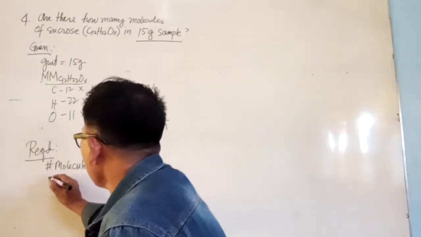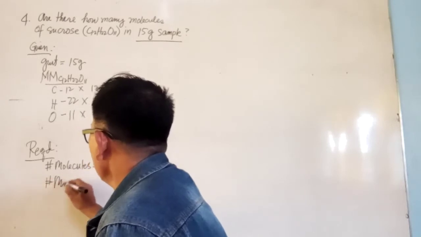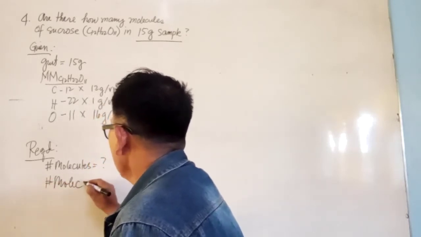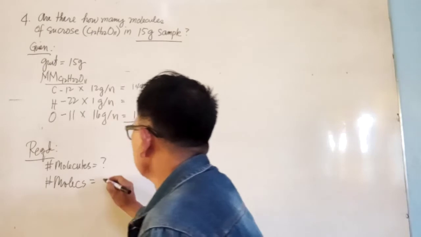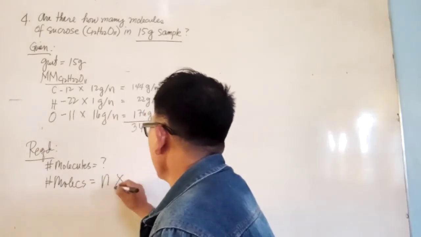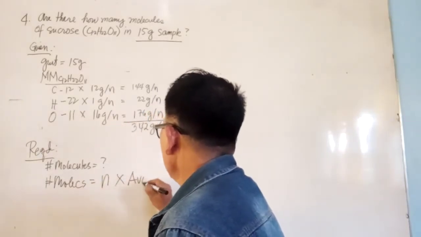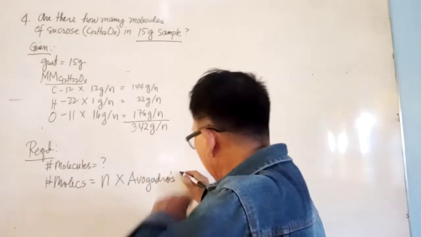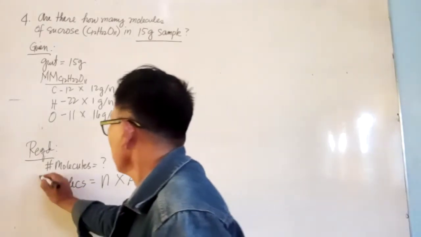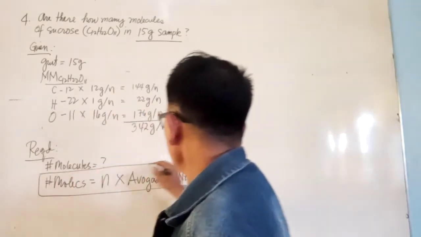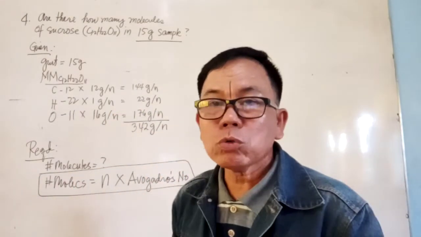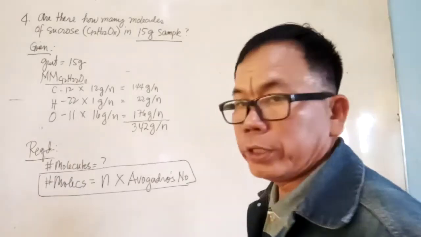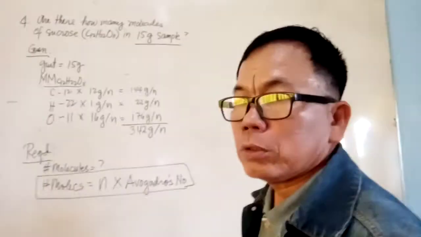So, to find out the number of molecule of sucrose, you have to multiply the number of mole by the Avogadro's number. Okay. So that Avogadro's number is equivalent to 6.02 times 10 to the 23rd.